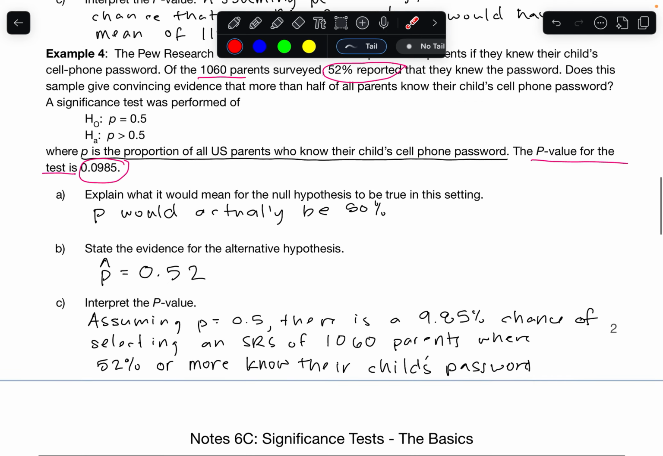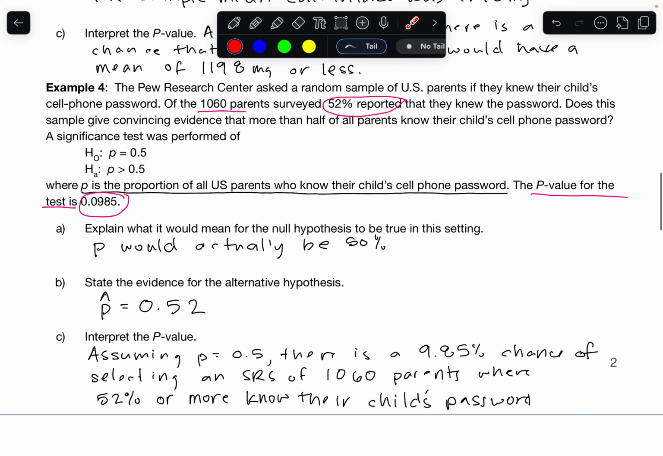So I, as a statistician, am not confident enough to say that one sample with a percentage of 52 is enough for me to reject the statement that the proportion is actually 50. I would need something bigger than 52 in this case.